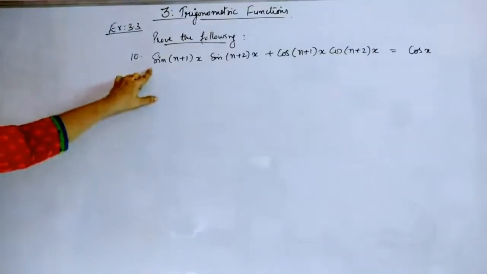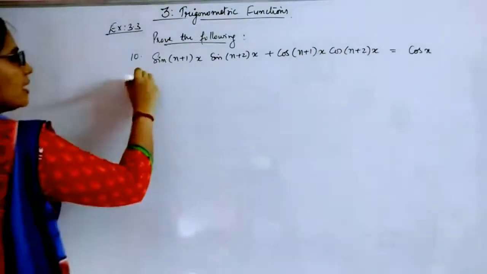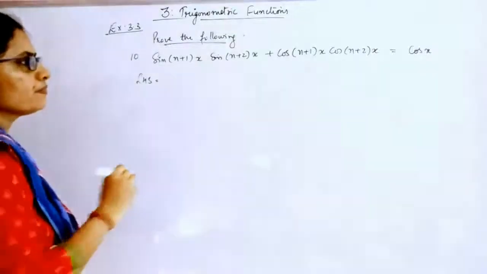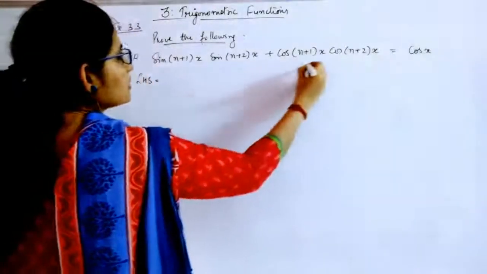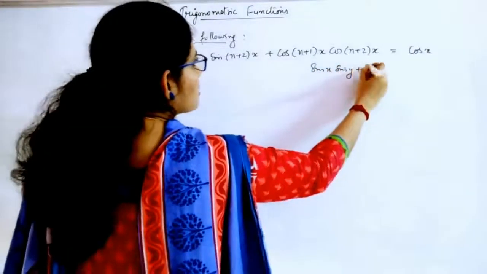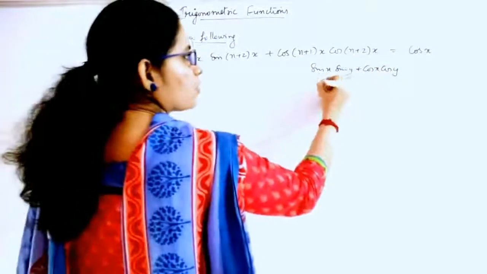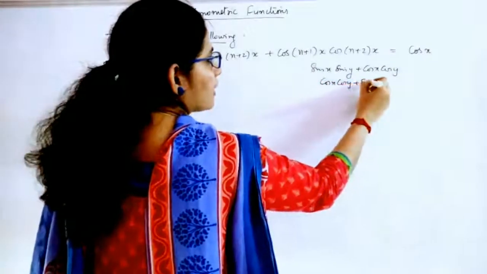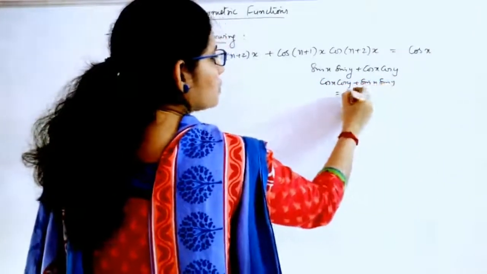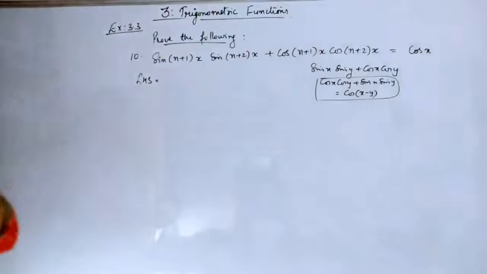Next question is the 10th one: sine of n plus 1 into x into sine of n plus 2 into x plus cos of n plus 1 into x into cos of n plus 2 into x, and you have to get cos x. So the left hand side is actually in the form sine something into sine the other plus cos of the same thing into cos of the second one, right? And this is in the form cos x cos y plus sin x sin y, and this will give you cos of x minus y. This is the formula of cos of x minus y.